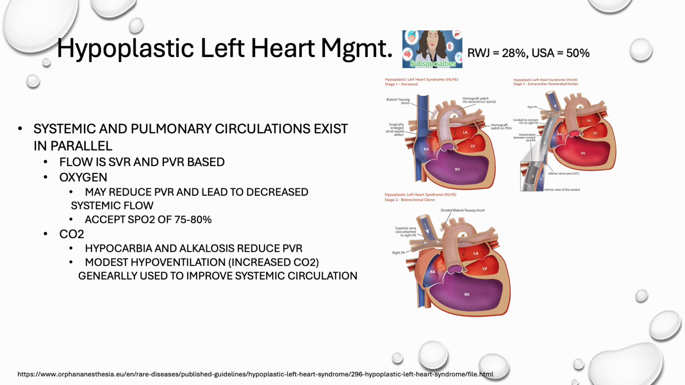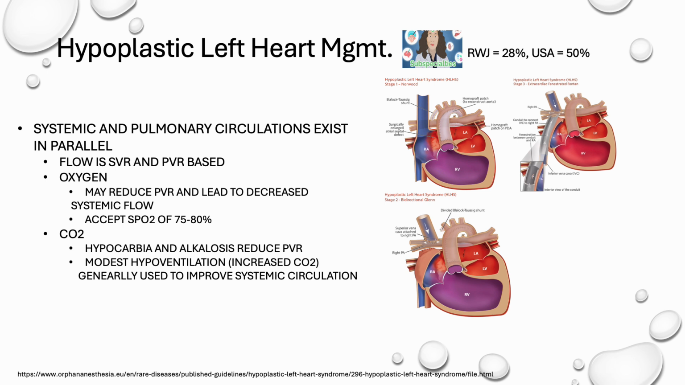Hypoplastic left heart syndrome creates a situation of single heart physiology. That is, the right ventricle supplies not only the systemic circulation, but also the pulmonic circulation. These two circulations, furthermore, exist in parallel. Therefore, flow is based on the relative levels of systemic vascular resistance and pulmonary vascular resistance.